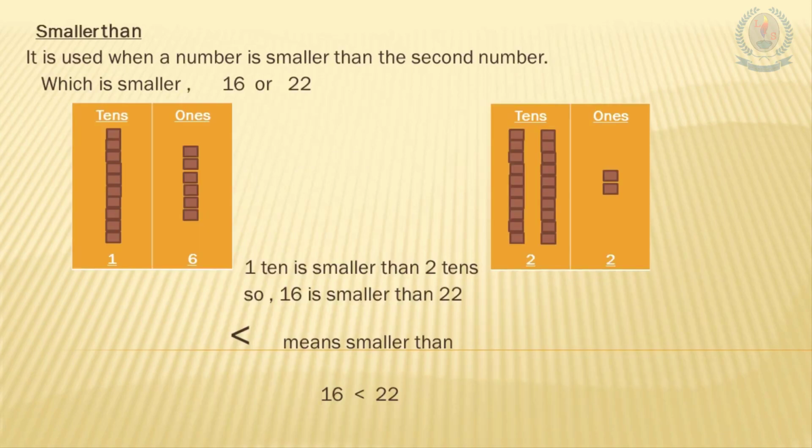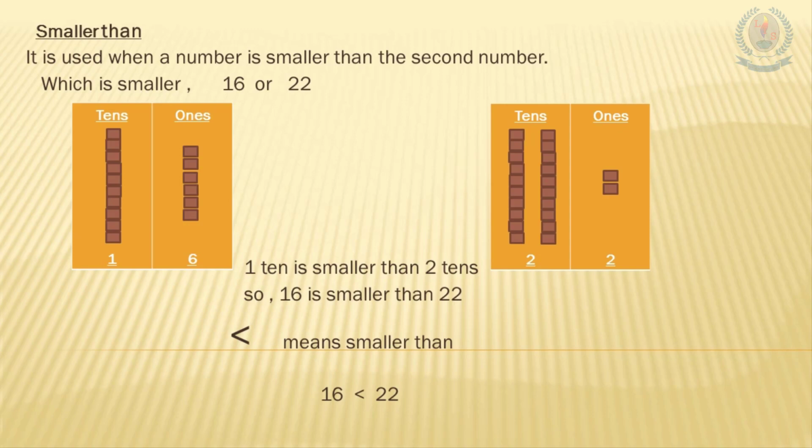The next subtopic is smaller than. It is used when a number is smaller than the second number. Let's go to an example. You have to compare number 16 and number 22. Which is smaller, 16 or 22?